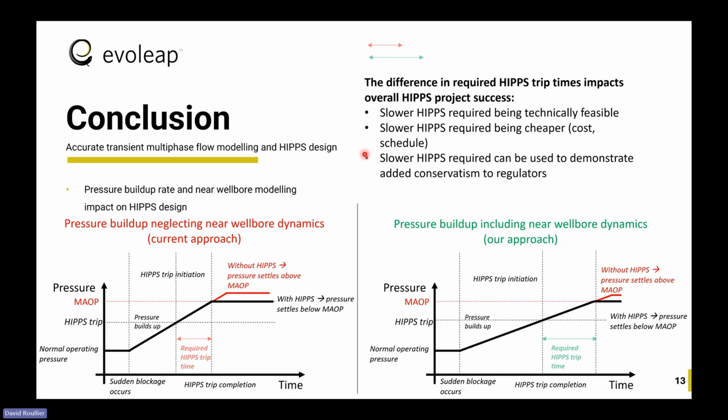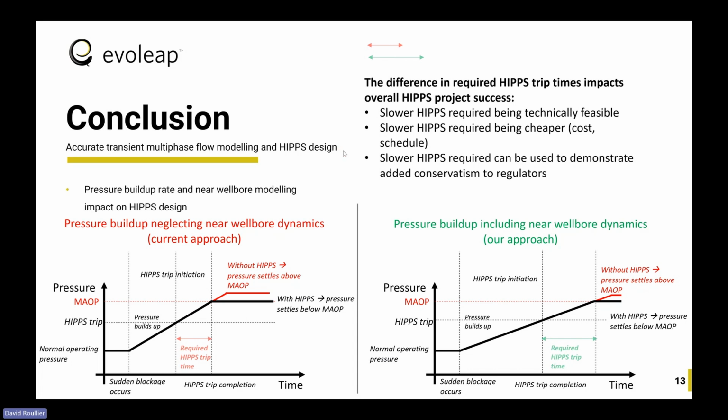And even if you don't use it for these two above, I've also seen in HIPPS projects that there's some regulation hurdle. It can also be used to basically argue the design that was done is extremely conservative by presenting the results of the two approaches.